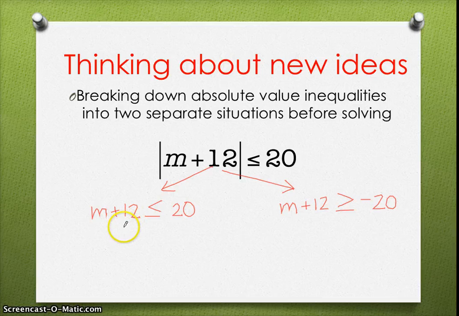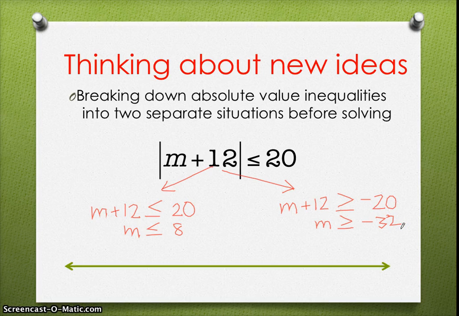We need to subtract 12 from both sides to balance this equation. So we have m is less than or equal to positive 8. And we're going to do the same thing for this equation and subtract 12 on both sides. We have m is greater than or equal to negative 32. So what does that look like on a number line?